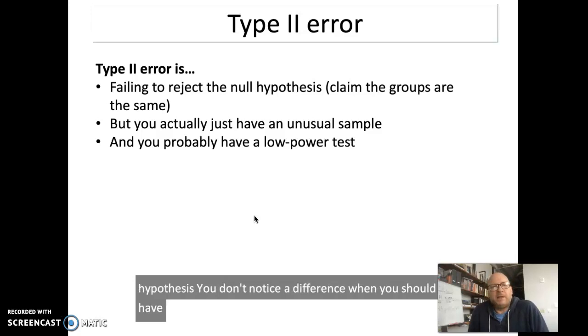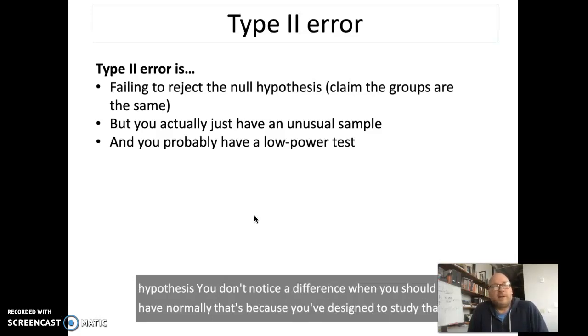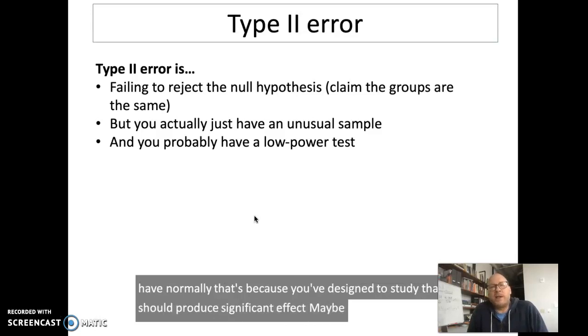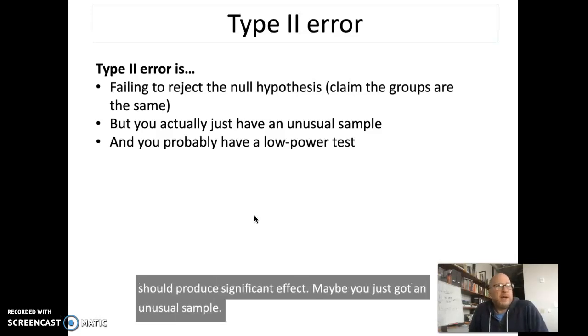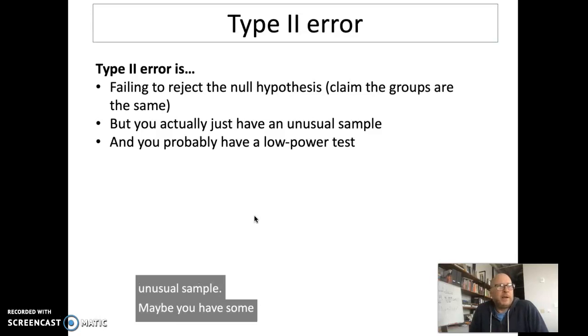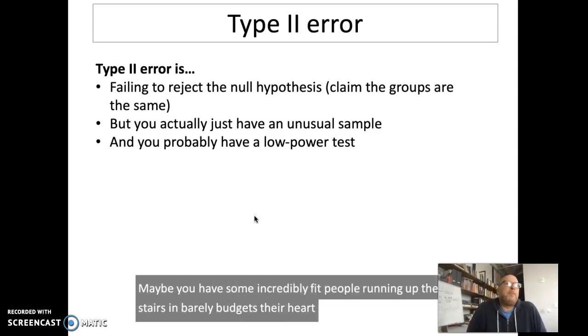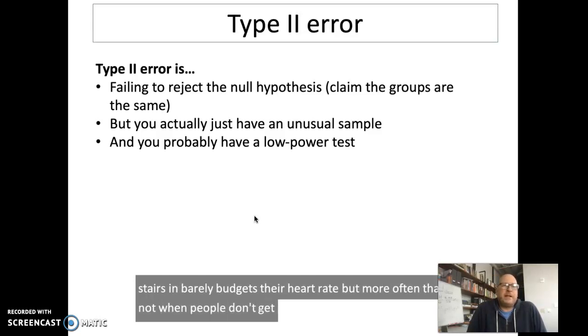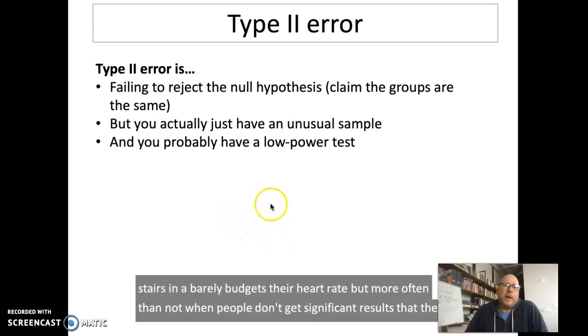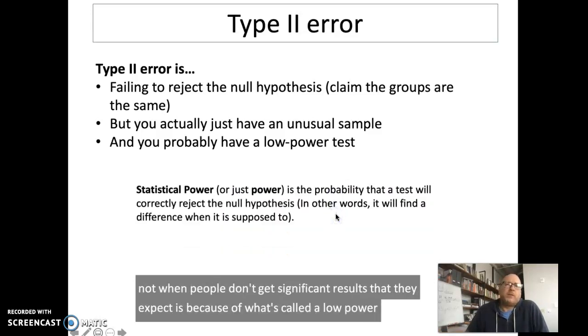Normally, that's because you've designed a study that should produce a significant effect. Maybe you've just got an unusual sample. Maybe you have some incredibly fit people running up the stairs and it barely budges their heart rate. But more often than not, when people don't get significant results that they expect, it is because of what's called a low power test. So we're going to talk about power.